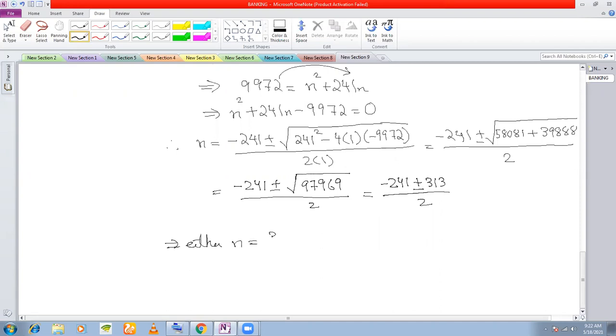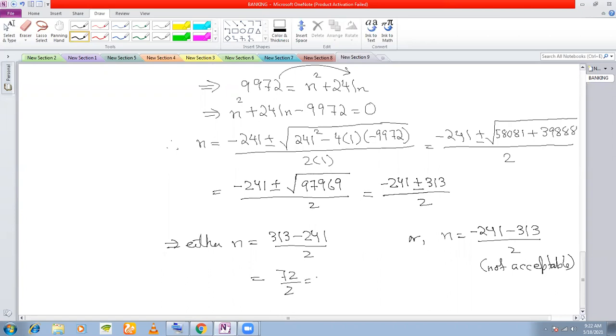Take the positive sign. You get 313 minus 241 divided by 2, or n is equal to minus 241 minus 313 divided by 2. This is not acceptable because it is negative. Therefore, what is the value of n? 313 minus 241 will give you 72, which divided by 2 is equal to 36. So n is equal to 36 months.